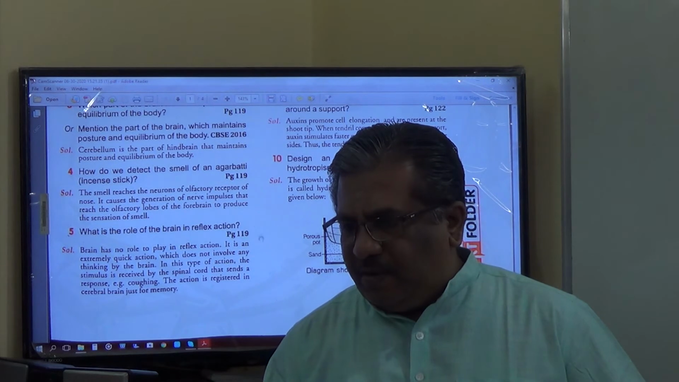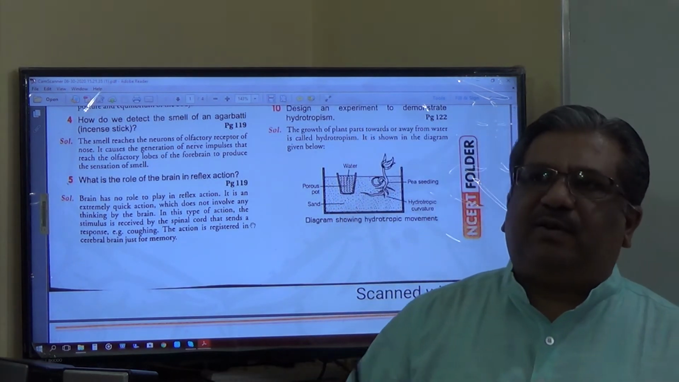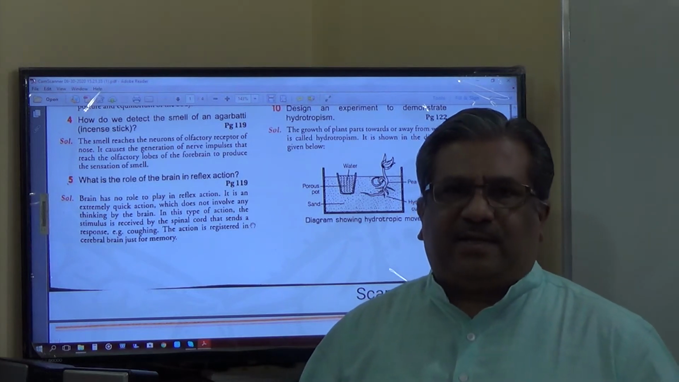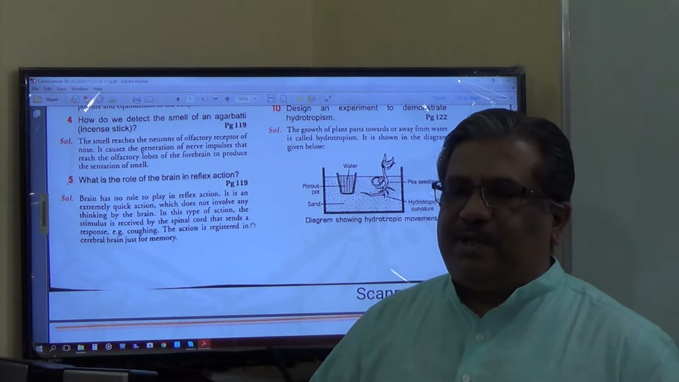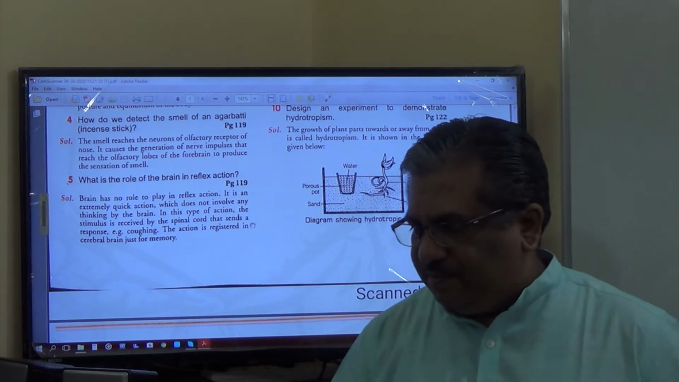Next one. What is the role of the brain in reflex action? Brain does not play any role in the reflex action. Only the spinal cord comes into picture, and spinal cord is the main control center for reflex actions.